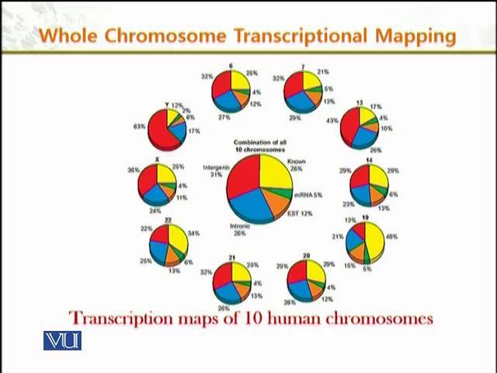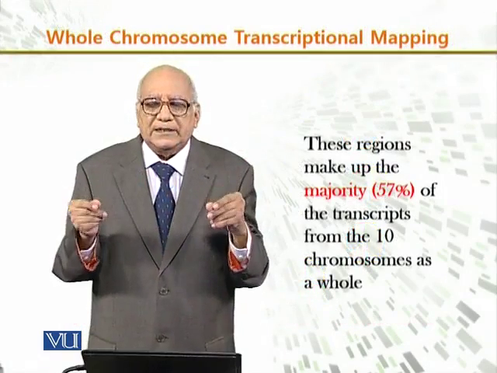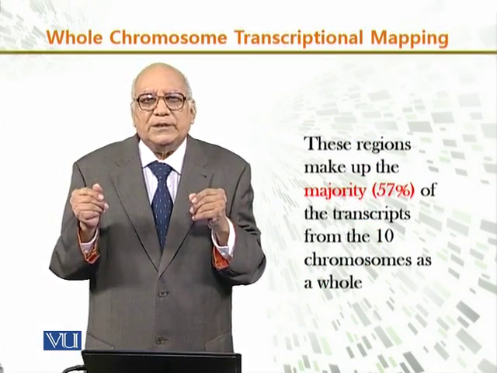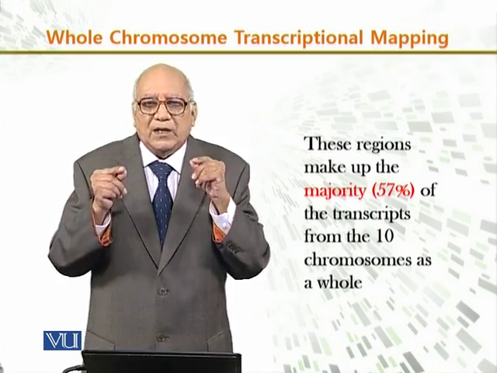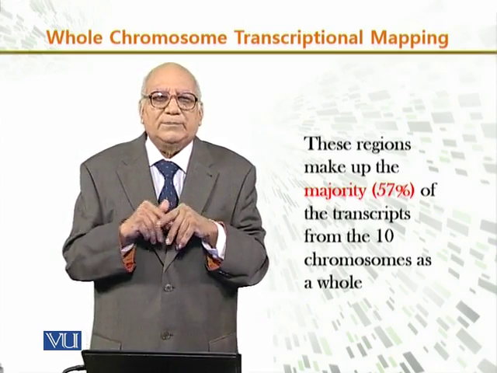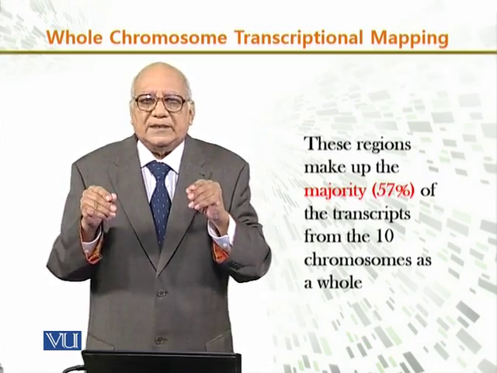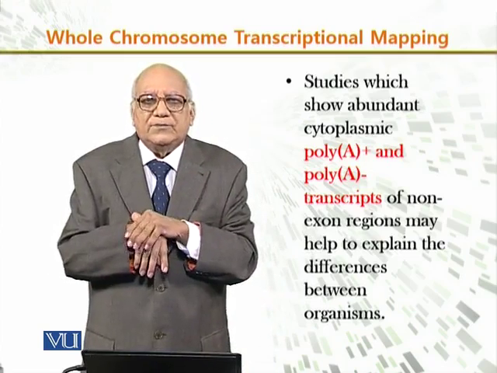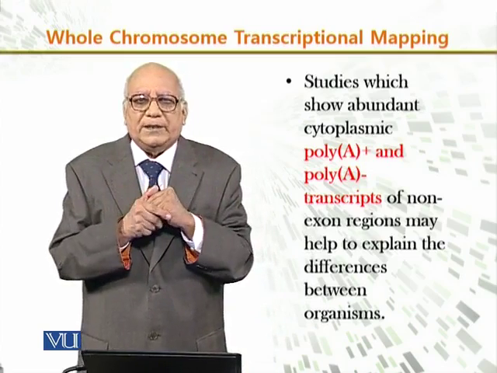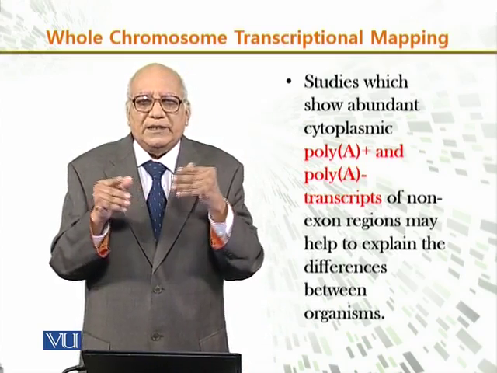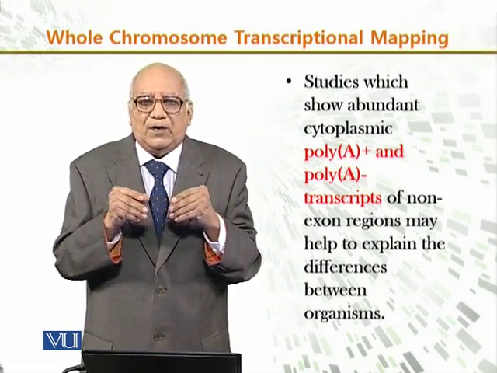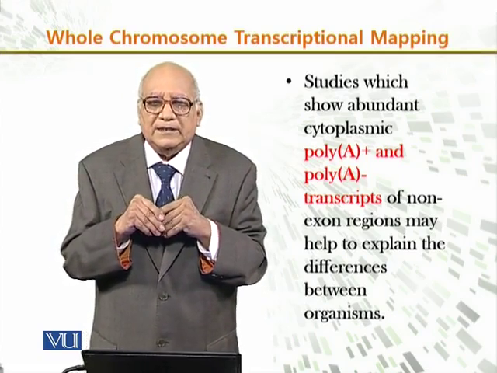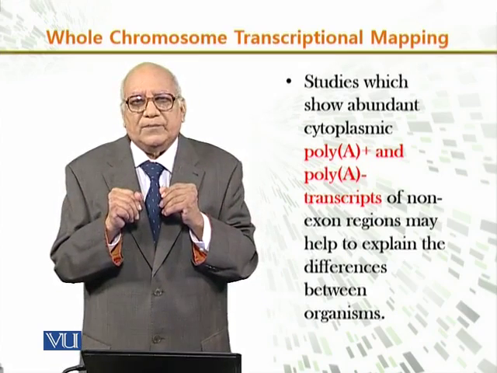Now, these regions make up the majority, that is 57% of the transcripts from the 10 chromosomes as a whole. How much? 57% of the transcripts from the 10 chromosomes are made by these regions. And studies which show abundant cytoplasmic poly A plus and poly A negative transcripts of non-exon regions may help to explain the differences between the organisms.